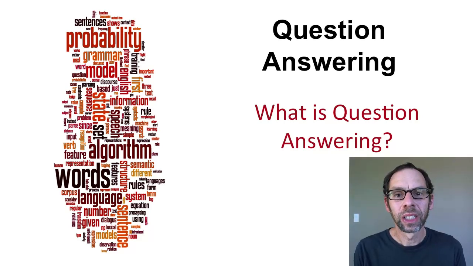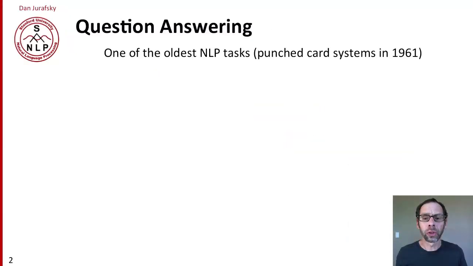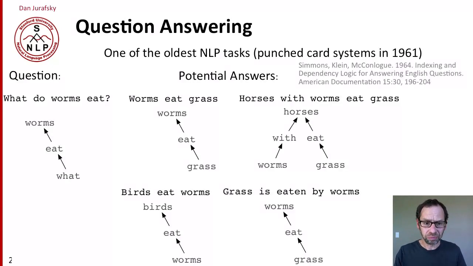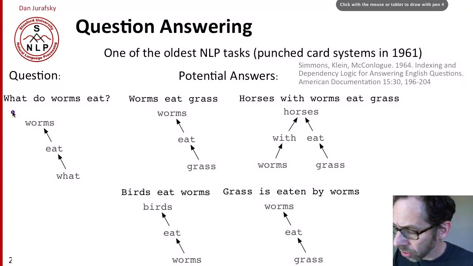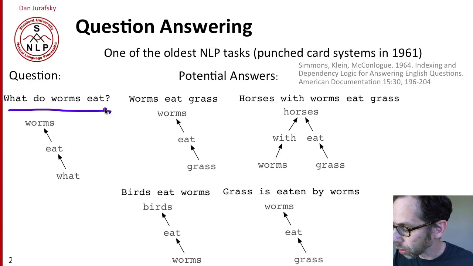Welcome back. Today we're going to look at question answering, one of the oldest applications in natural language processing. Some of the first NLP tasks built on punch card systems in the early 60s include the Simmons et al. system from 1964. Let's look at that. So that answered questions like, what do worms eat?